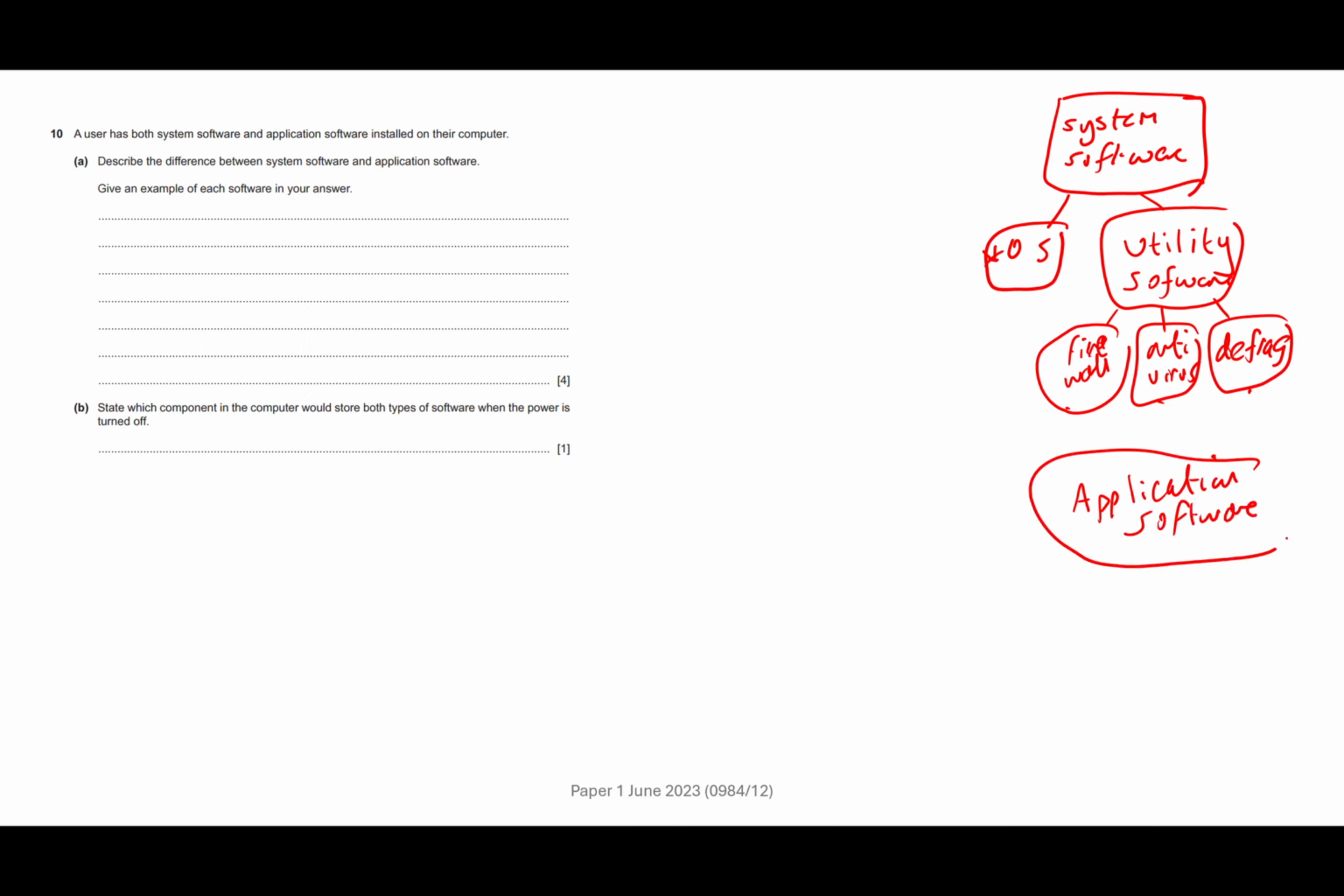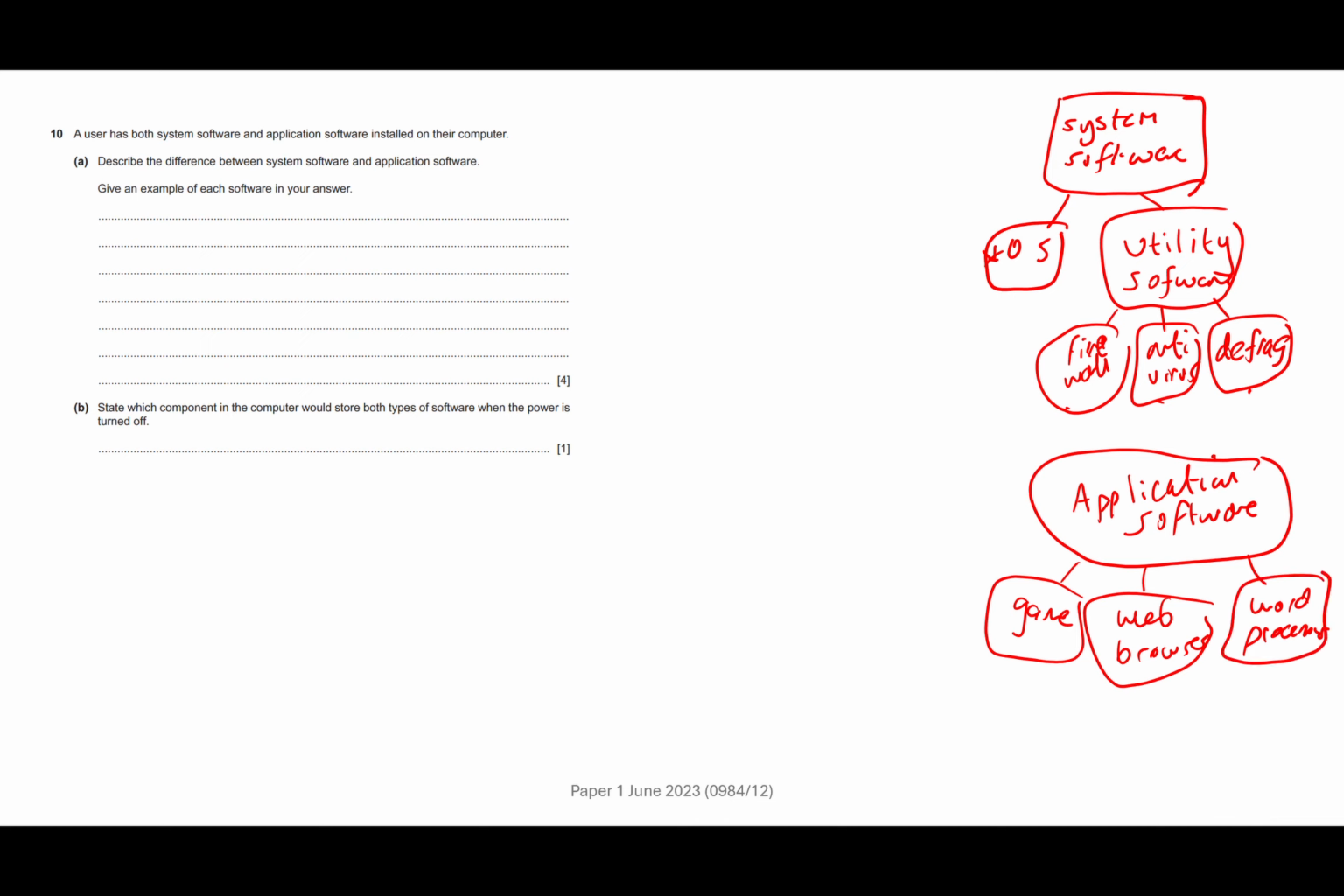So this is software that the user chooses to complete the task that they're currently doing. So it could be something like playing a game. It could be surfing the web, so web browser. Or you might be writing a letter on a word processor.